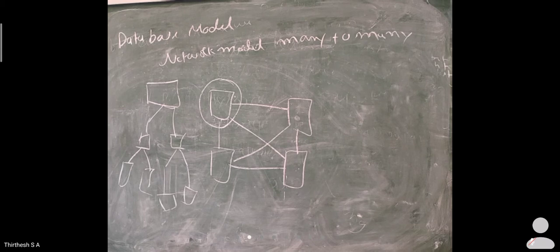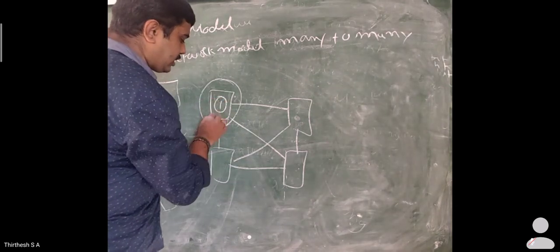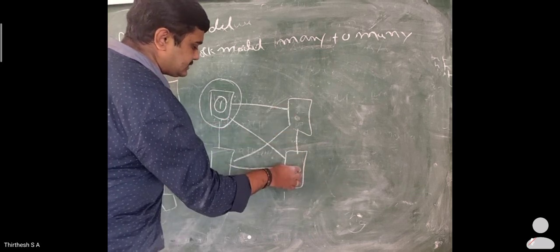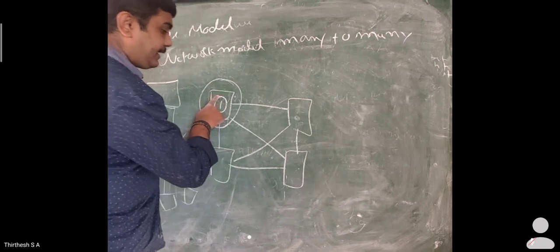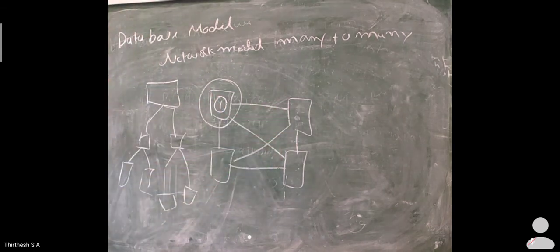So it permits the modeling of many-to-many relationships in the data. It permits many to many for one record. One record has many parents, or many children have many parents, and one parent has many children. You can say like that. Means one record can have multiple instances, or multiple instances can have one single record. This is about a network model.